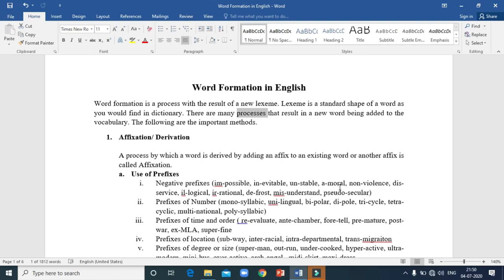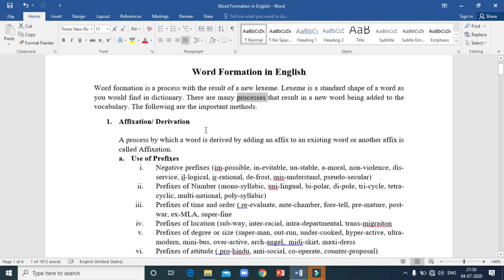Similarly, if we take a past tense word like returned, we can't directly find its meaning in the dictionary under returned, but you can find return. So that is the lexeme or the standard shape of the word as you find in a dictionary. So word formation is a process which results in a new lexeme which gets added to the dictionary.